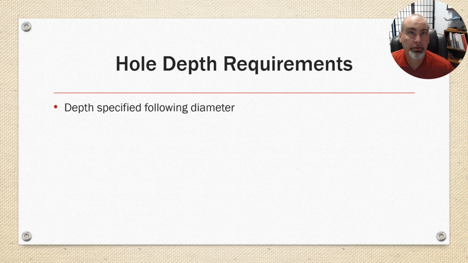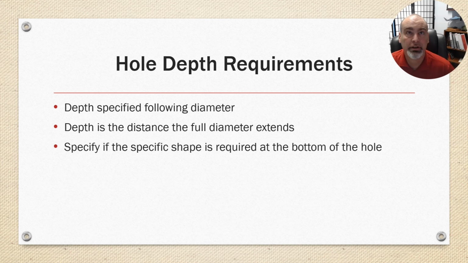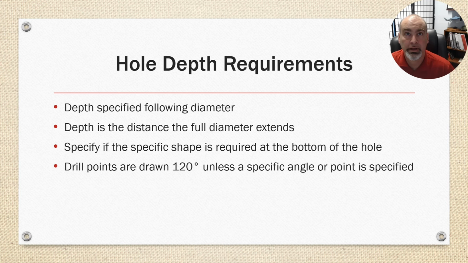Okay, hole depth requirements. The depth is specified followed by a diameter. The depth is the distance to which the full diameter extends, not the tip. And specifying the shape is required at the bottom of the hole. Drill points are drawn in the orthographic views as 120 degrees unless a specific angle point is specified. So the standard drill tip for decades was 118 degrees, but the drawing convention was to just draw them at 120 because it's close enough for a graphic. Again, you don't scale off that. You're just trying to demonstrate that it's allowable to have a drill point there.